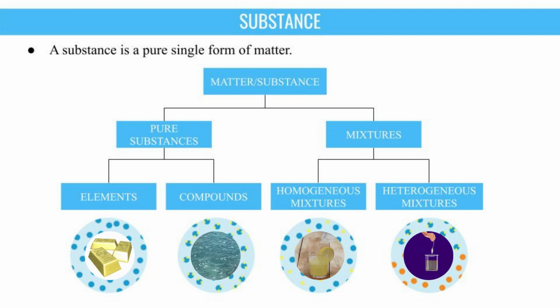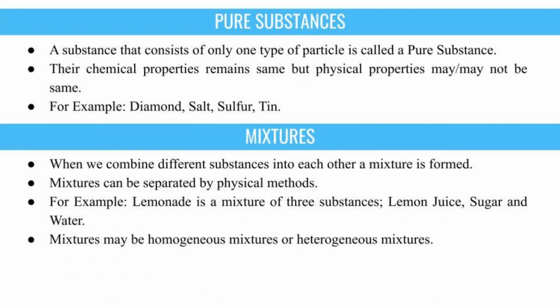Matter can be classified as pure substances or mixtures. A substance that consists of only one type of particle is called a pure substance. Their chemical properties remain same, but physical properties may not be same. For example, diamond, salt, sulfur, tin.